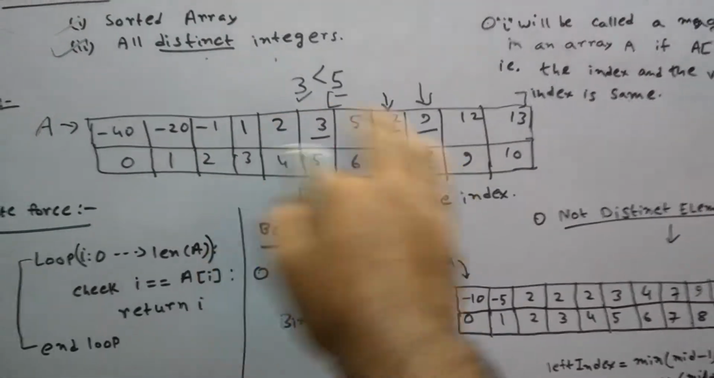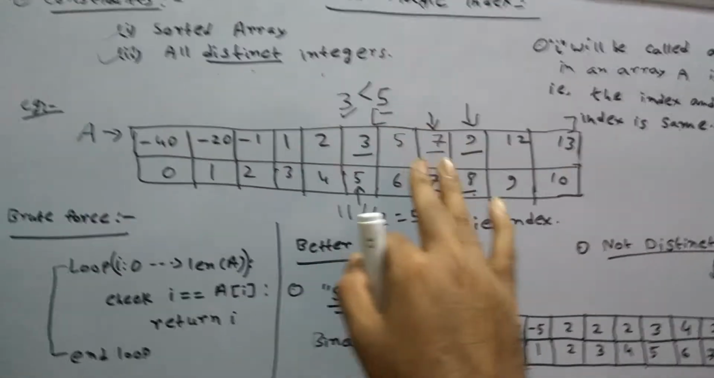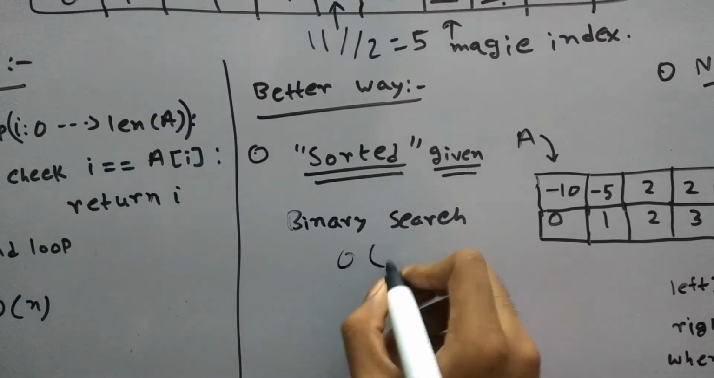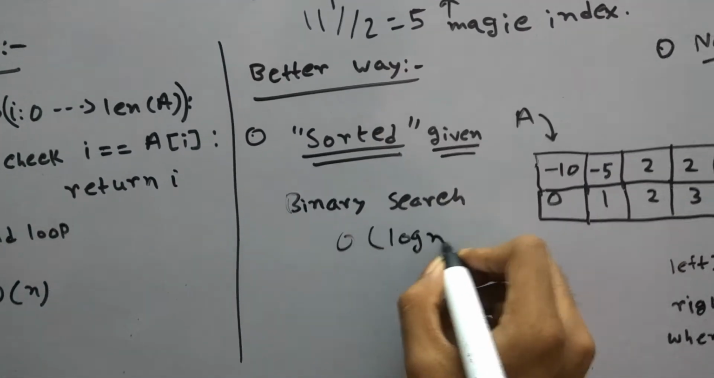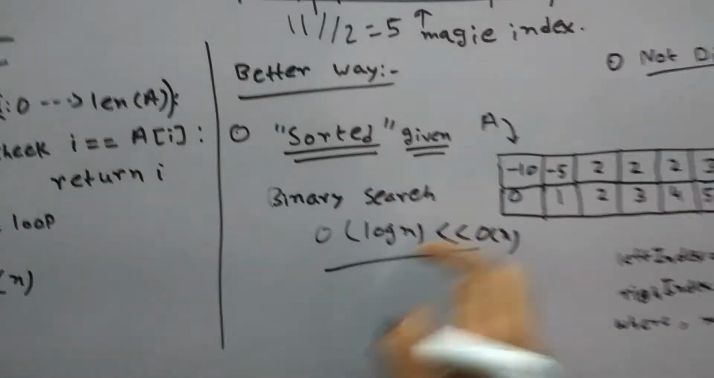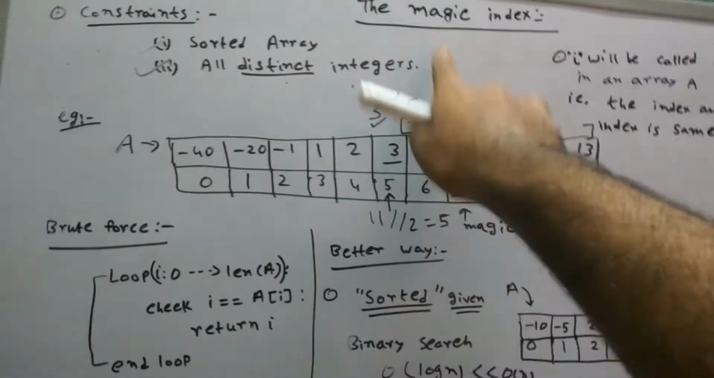So this is how binary search comes into consideration for this example. What will be the time complexity for this solution? The time complexity will be the same as binary search, which is log n, which is significantly less than order of n. So this is how we solve the magic index problem.